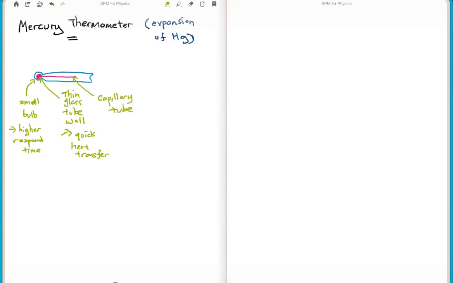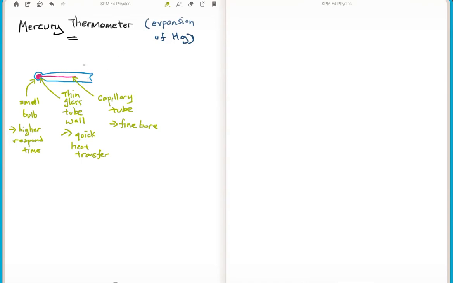What is so great about this capillary tube? This capillary tube has a very fine bore. Okay, fine bore, so that again complements the small bulb, so the response time is higher.